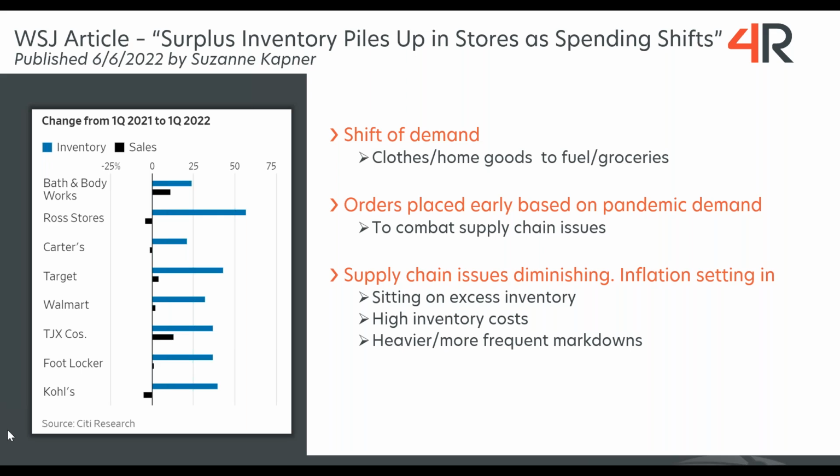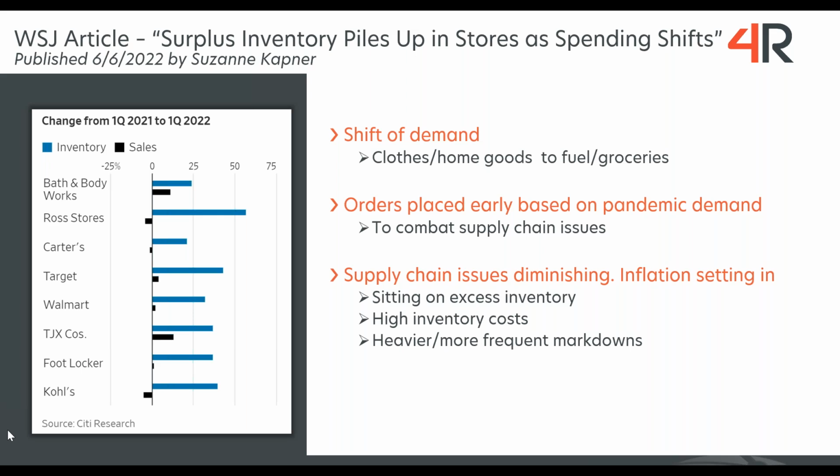Now that the world is opening up and consumers have savings from either being home or from stimulus checks, they're shifting their buying patterns to experiences and travel. Coupled with inflation, consumers are placing priority on buying necessities such as food and fuel, as opposed to the discretionary items such as apparel and home goods.